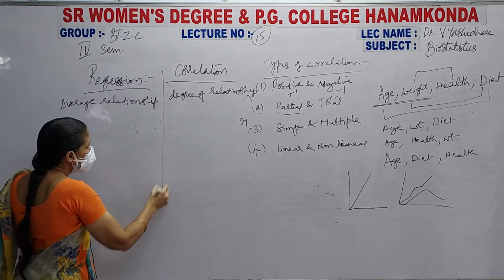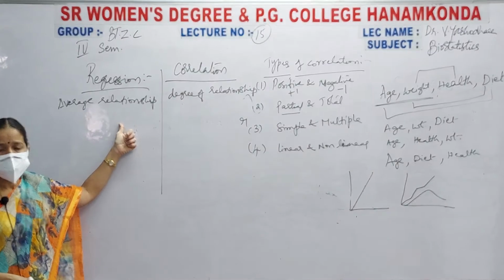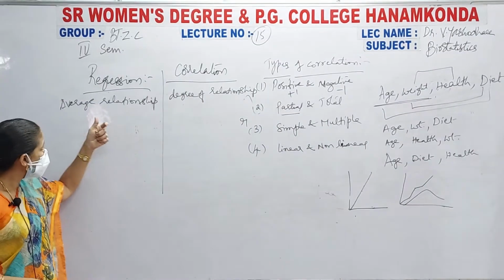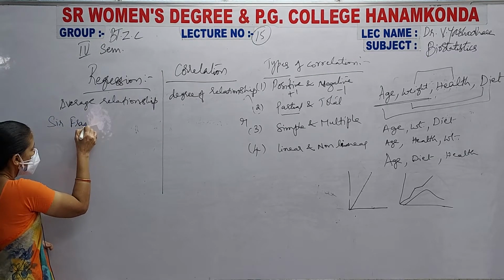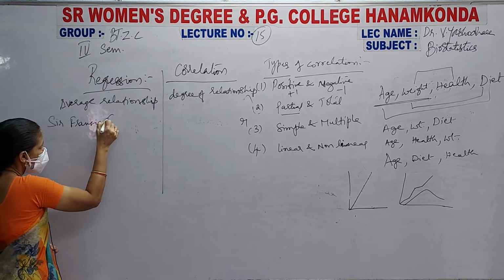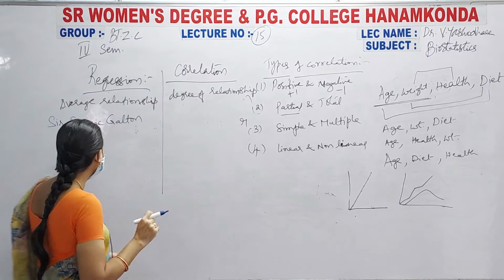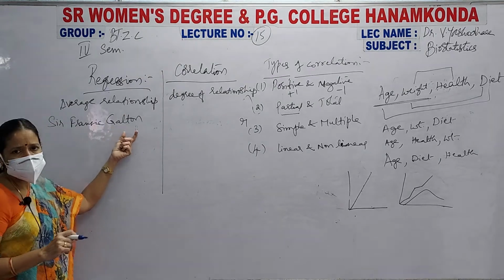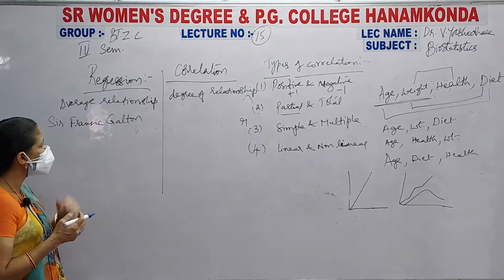This is known as degree of relationship. This is known as average relationship between two or more variables, and this was demonstrated by Sir Francis Galton in the same 19th century. Now see here, in the second half, or something in the half of the 19th century, he demonstrated this regression.